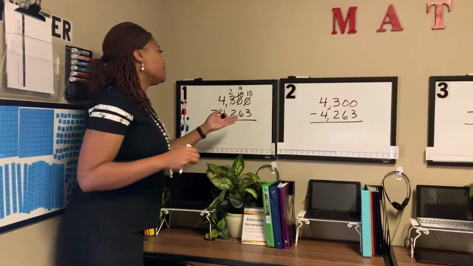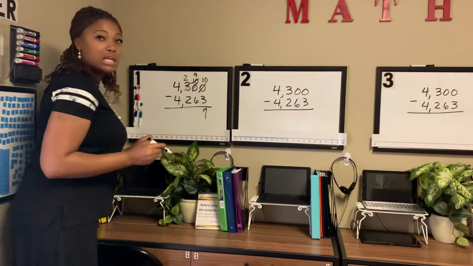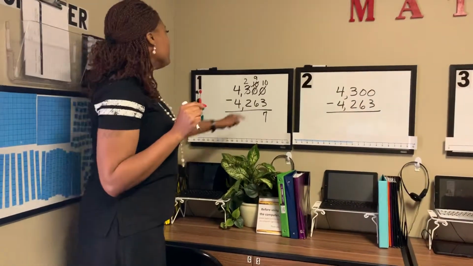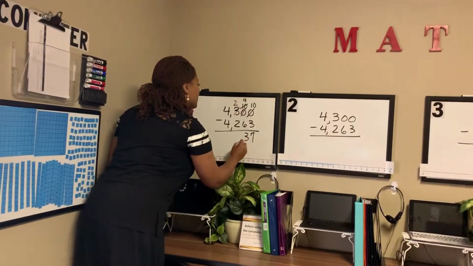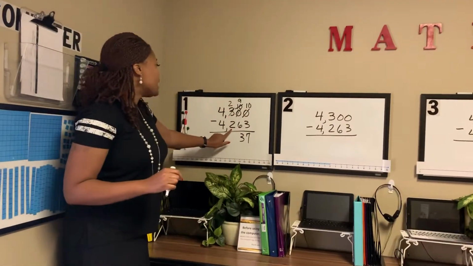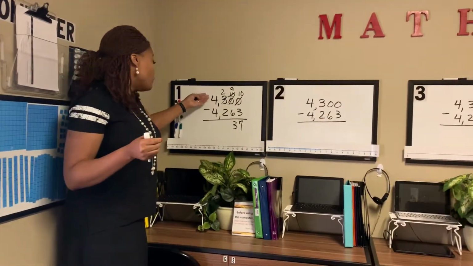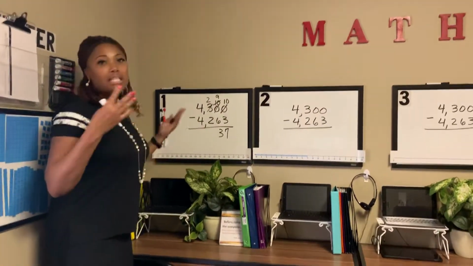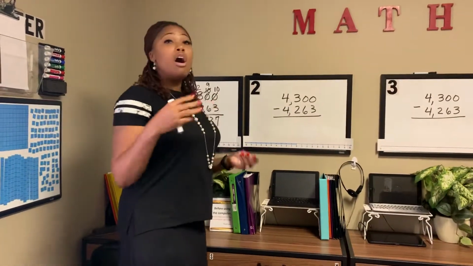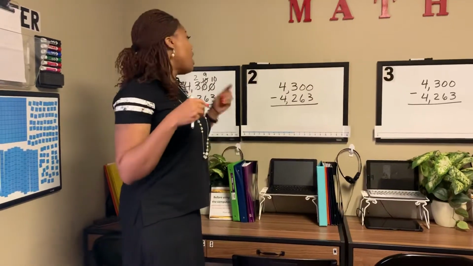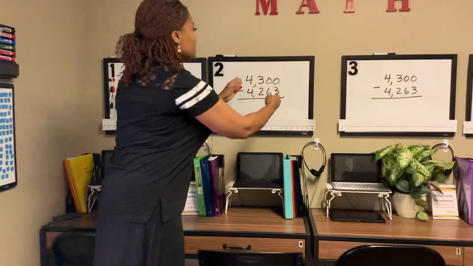So now you're ready to subtract. 10 ones minus 3 ones leaves me with 7 ones. Notice the place value language. 9 tens minus 6 tens leaves me with 3 tens. 2 hundreds minus 2 hundreds leaves me with no hundreds. And last, 4,000 minus 4,000 leaves me with no thousands. That's understanding place value.